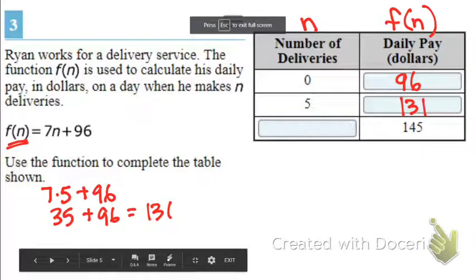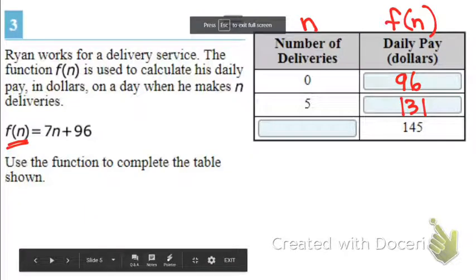Okay? Or the last one, and if you're doing it this way, make sure you're using the calculator to at least do the calculations or to double check and make sure you didn't add something wrong or multiply something wrong. This last one isn't telling us what n is. We don't know what n is. So they want us to solve for n when the total is 145.